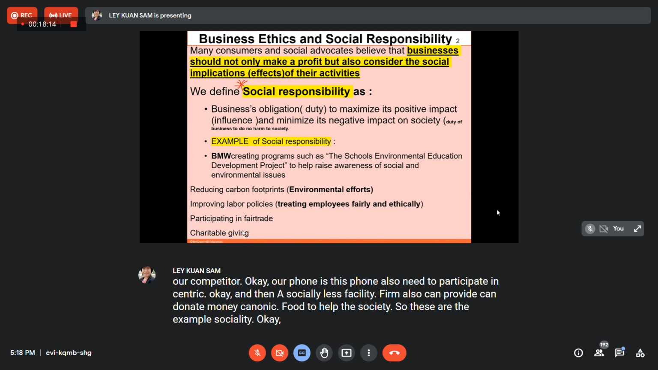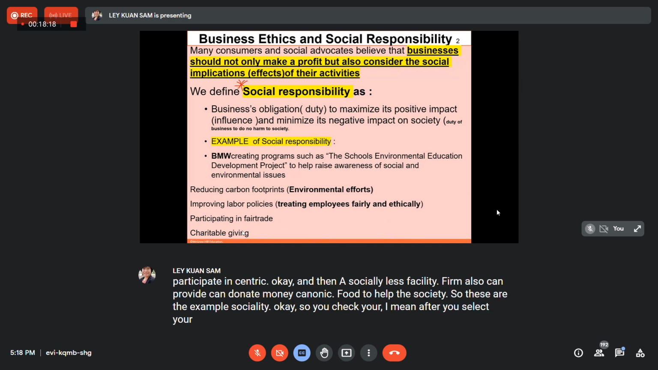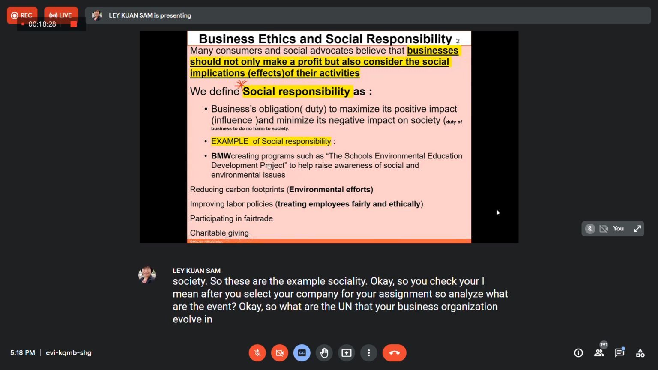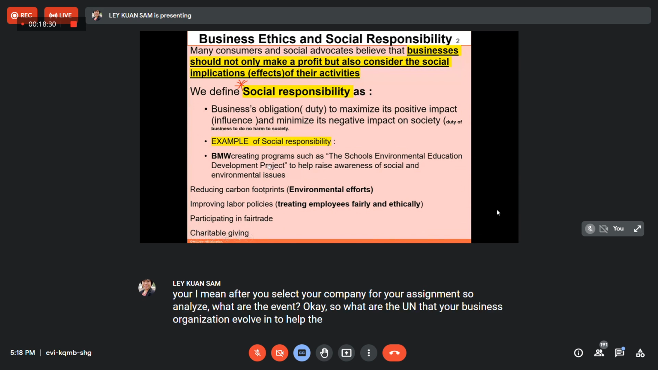So after you select your company for your group assignment, analyze what events your business organization is involved in to help the society, to benefit the society. So these are the several examples.